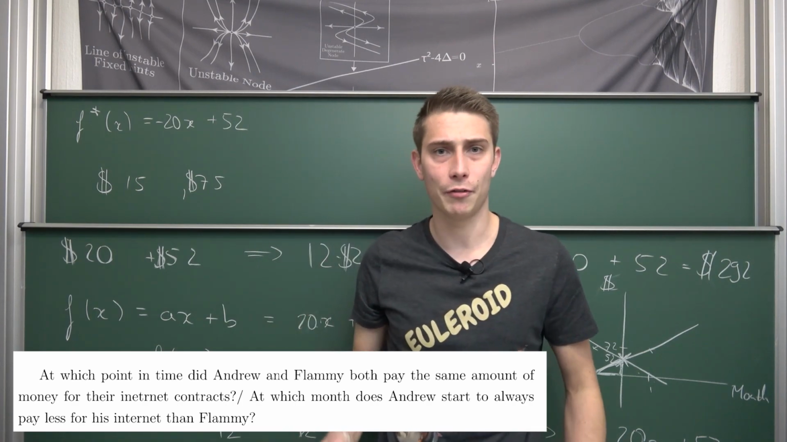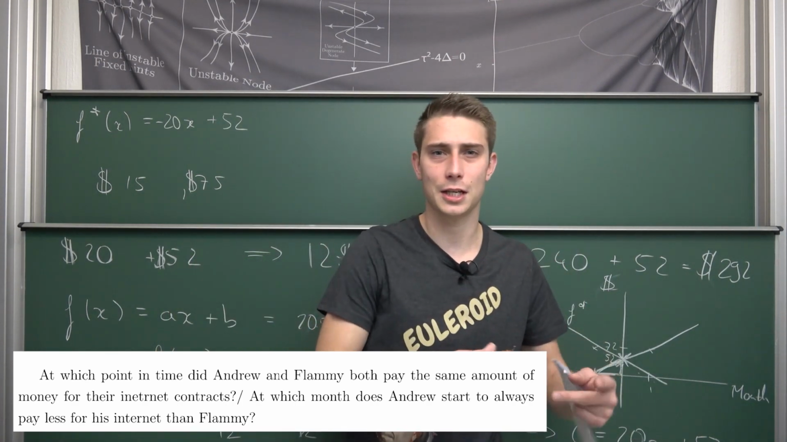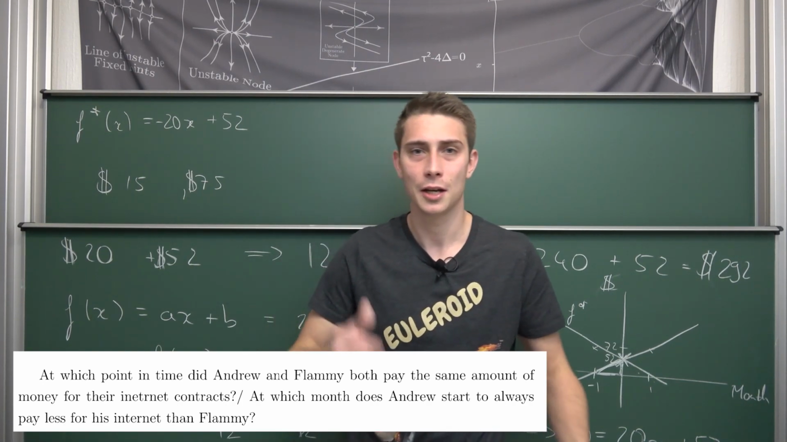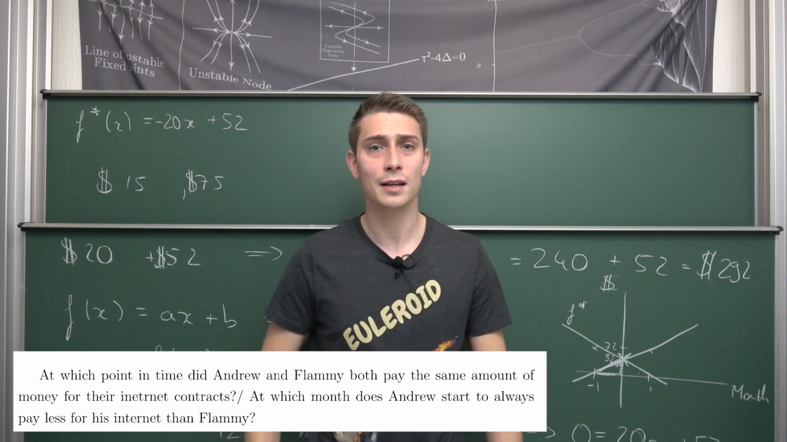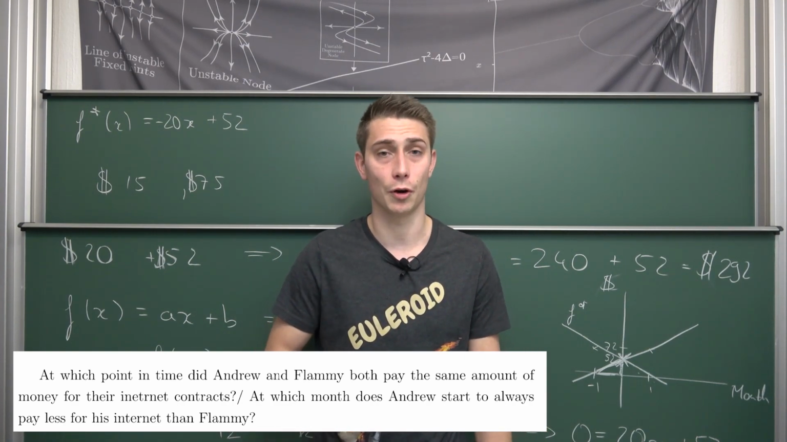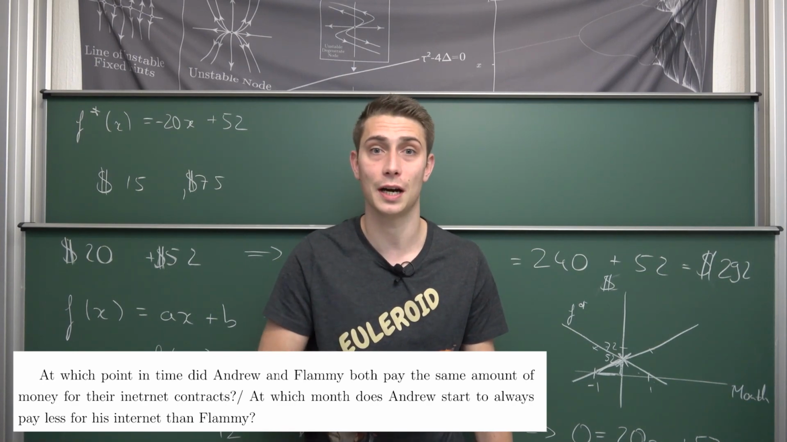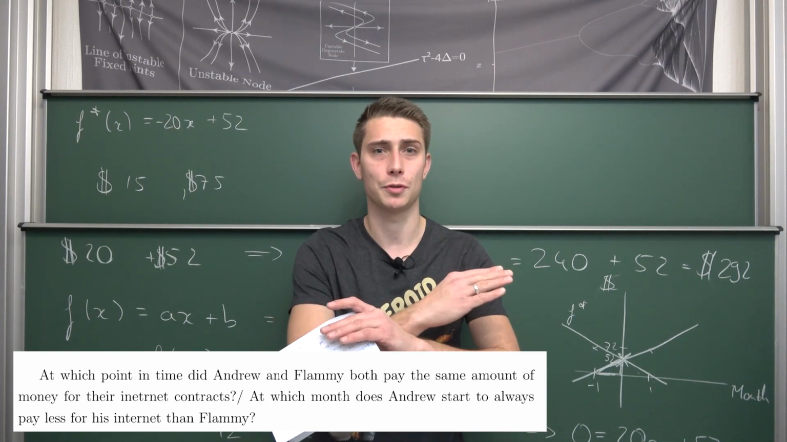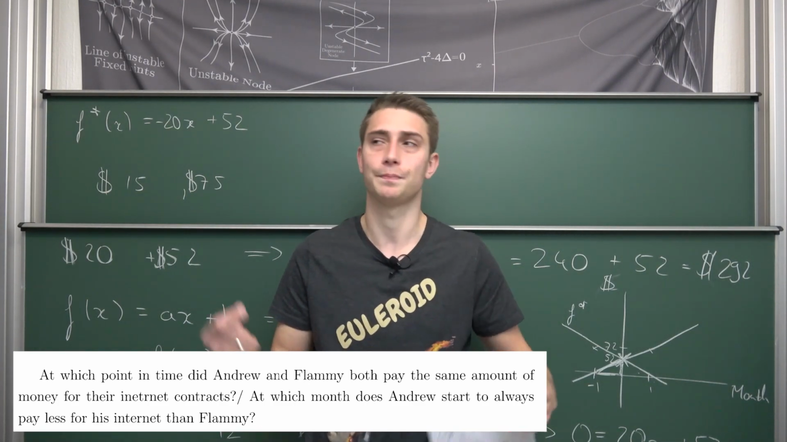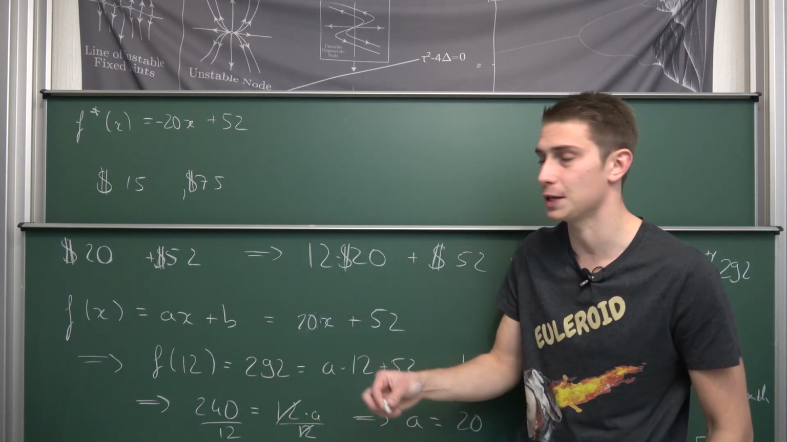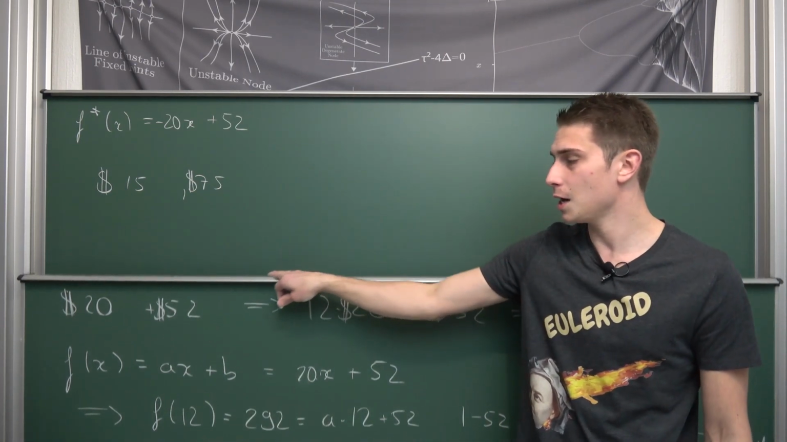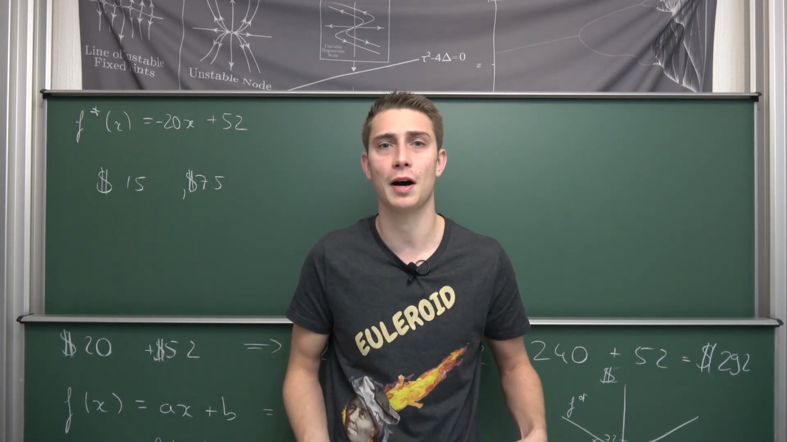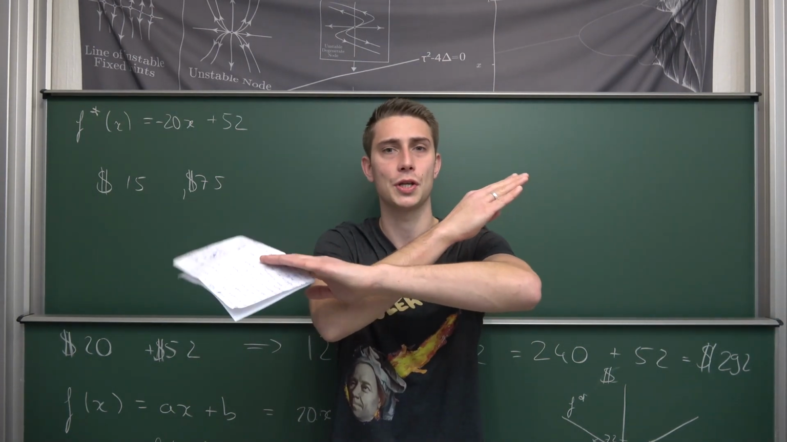And now we want to find out, so you could get different types of exercises being renamed a tiny little bit. You could either ask yourself the question, when does Andrew pay less for his internet contract, at which point in time? Or starting at which month do both pay the same amount for their internet contracts? Those are two exercises that you could possibly get, and both go for the same procedure. We need to find the intersection point of those two graphs.